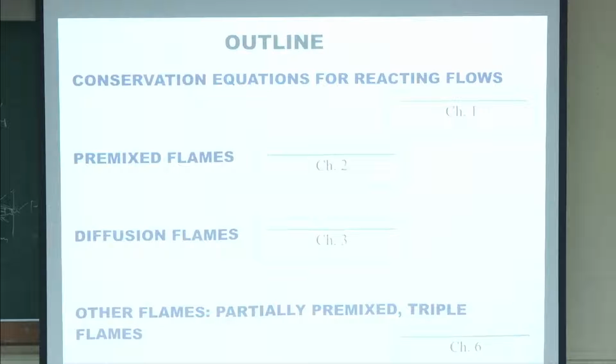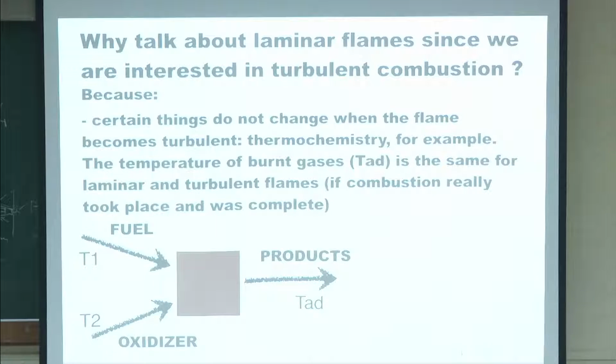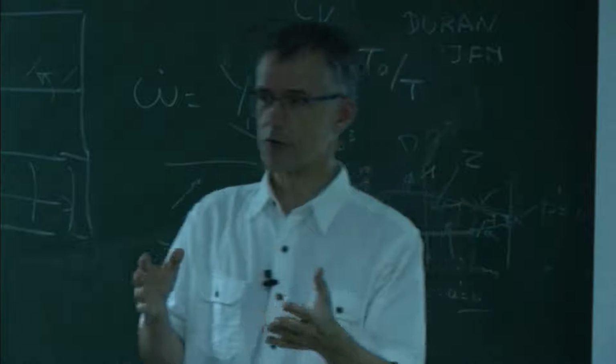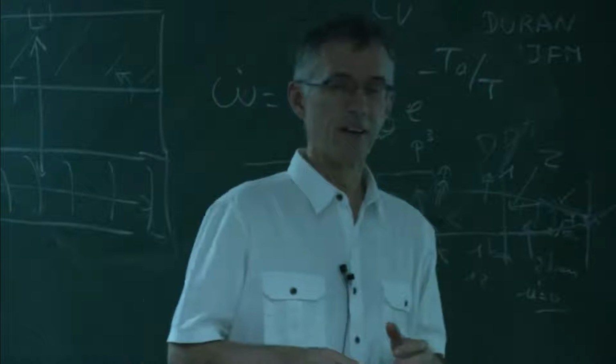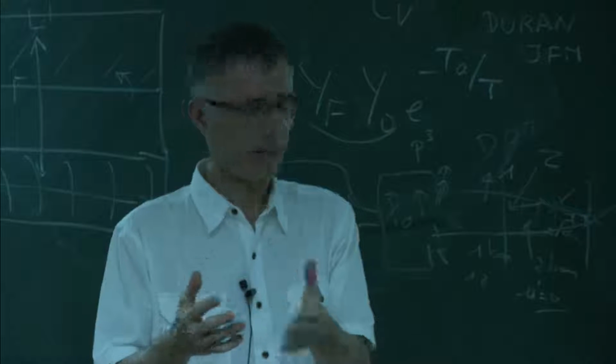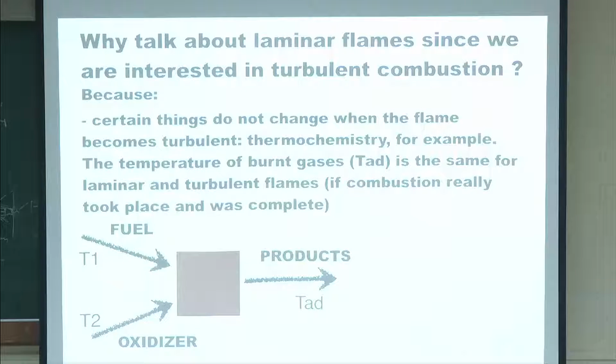So the outline here is the following. I'll come back to these conservation equations that you have touched this morning, move to premixed flames, diffusion flames, and talk about other flames, because not all flames actually fall in these two categories. Before doing that, an interesting point is the following one. This is a course really about turbulent combustion. So why do I talk about laminar flames? Well, the first thing is you study the simplest things first, okay? So that's the first reason. But there are other good reasons.